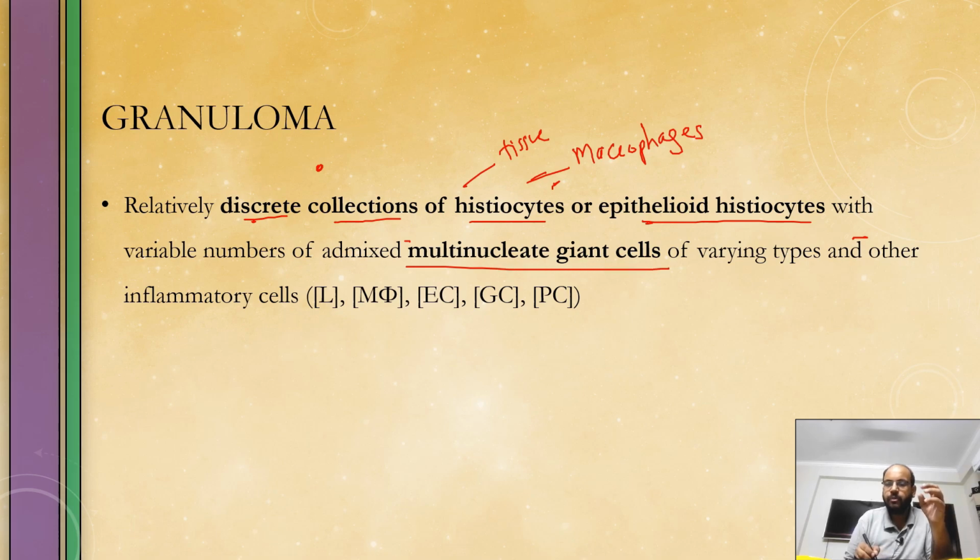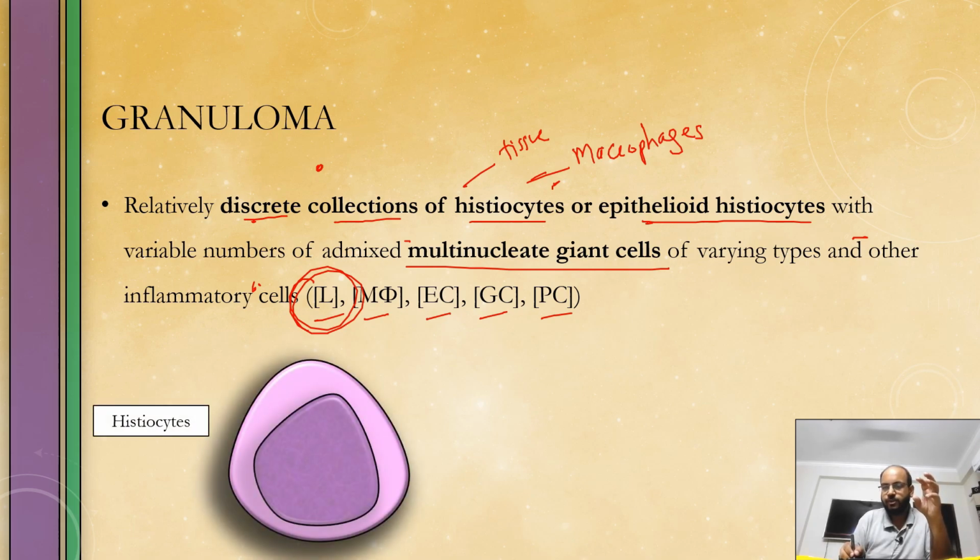cells. Okay, so there are different types of giant cells along with the collection of histiocytes and other inflammatory cells, namely lymphocytes, macrophages, epithelial cells, giant cells, and plasma cells, and a various mixture of different inflammatory cells. So just remember, granulomas are collection of histiocytes with multinucleated giant cells with inflammatory cells like lymphocytes, macrophage, plasma cells, etc. But predominantly, it's the lymphocyte which is the main inflammatory cell inside a granuloma.